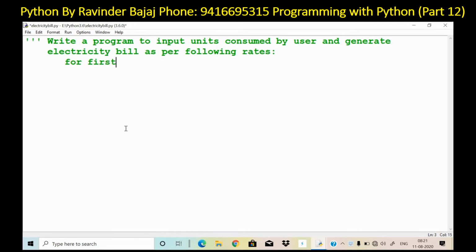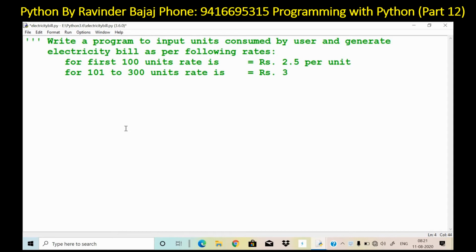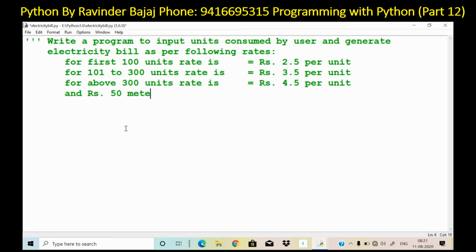For the first 100 units, the rate is 2 rupees 50 paise per unit. And for the next 101 to 300 units, means between 100 and 300, it is 3 rupees 50 paise per unit. And above 300 units, the rate is 4 rupees 50 paise. And rupees 50 extra for meter rent, and 12% tax is also extra. So let's solve this. Comments are over here.